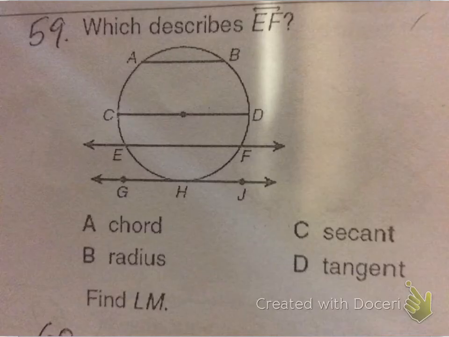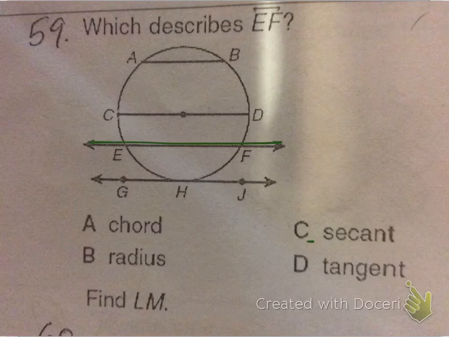All right, number 59, part A. Okay, let's label this. Let me take a picture. Use this one full screen. So which ones are chords? Oh, which describes EF. So EF is this right here. It goes through the thing, so that would make it a secant.